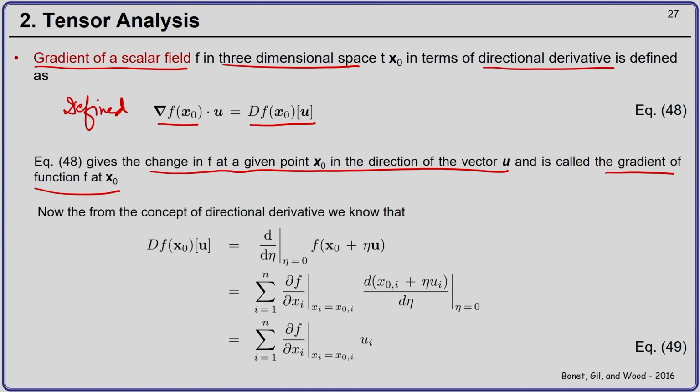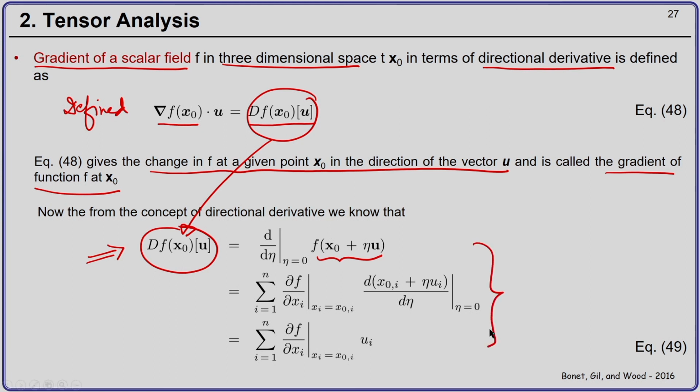So, you know how to compute the directional derivative. The directional derivative of f at x 0 in the direction u will be d by d eta, evaluated at eta equal to 0, of f of x 0 plus eta u. If you carry out, as we did for the system of nonlinear equations, you will get equation number 49, which is summation from I equal to 1 to n of del f by del x I evaluated at x 0 into u I.